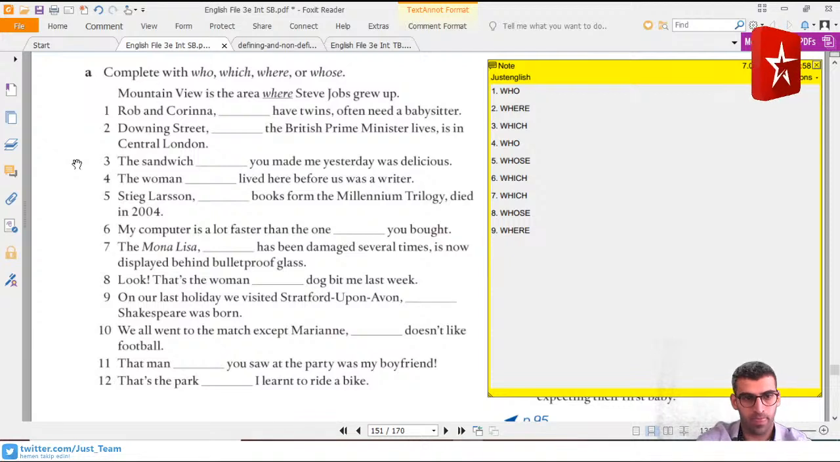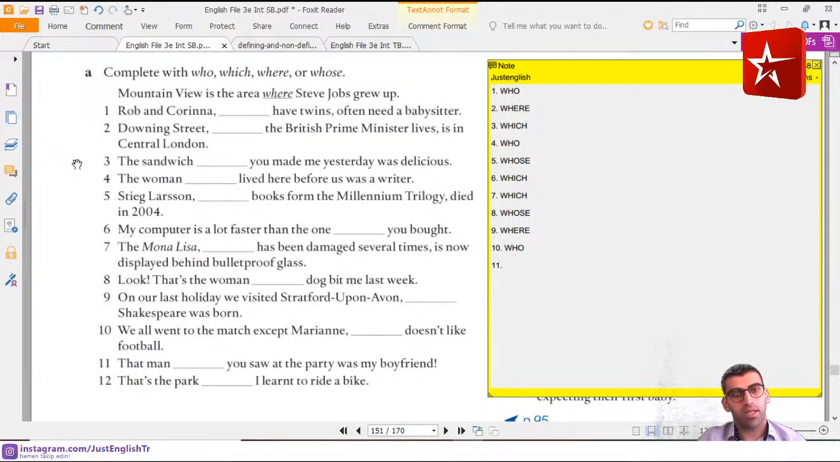And number 10, guys, we all went to the match except Marianne. Number 10, yes, Nejat says who. Yes, guys, the correct answer is who for number 10. Yes, who is a correct answer. Great. Because we are talking about Marianne, the person, that's why we have to use who. Let's go on with number 11.